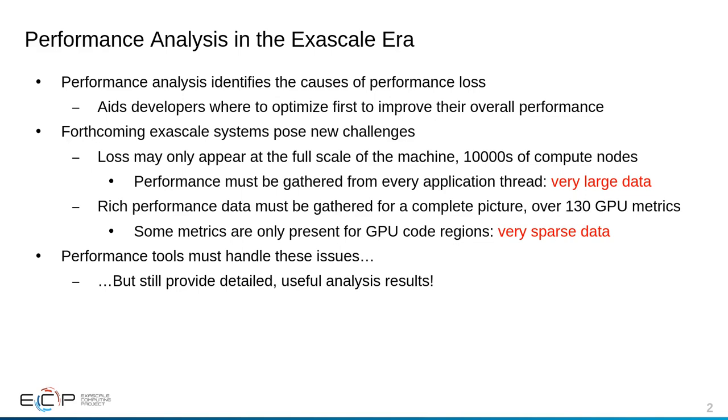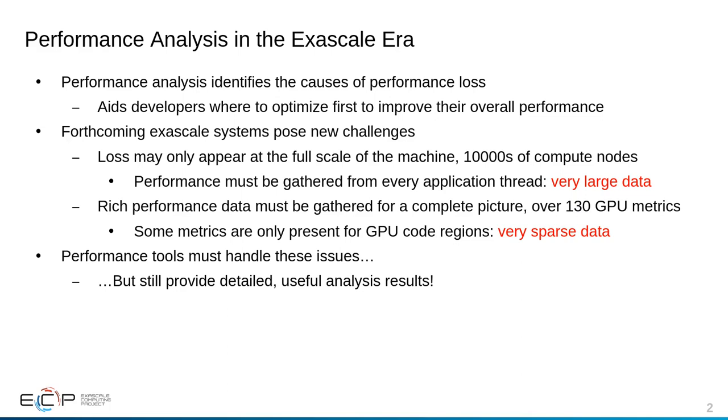Forthcoming Exascale machines pose two new challenges to performance analysis. First, performance losses may only appear at the full scale of the machine, which now contains tens of thousands of compute nodes. To identify where the loss is happening, we need to gather performance data from every application thread and GPU stream, resulting in a large volume of performance data in need of analysis.